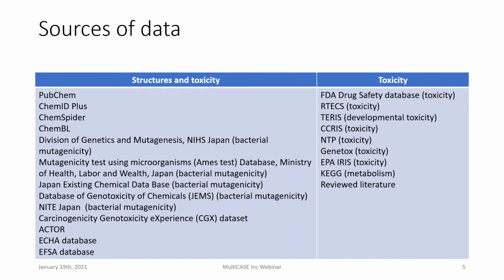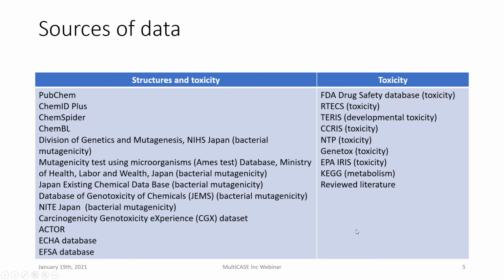A very important source for bacterial mutagenicity data was the Division of Genetics and Mutagenesis from NIH Japan. That was a source of compounds within the QSAR project for which we actually have a publication. And a lot of databases from Japan. Also, the ECA database recently opened up through the eChem portal, which allows us to download and use a lot of data, a very important source. The EFSA database is a little bit smaller. And for pure toxicity, we used the FDA drug safety database, RTX, and pretty much everything that is listed here. Unfortunately, some of them are already discontinued, which is a minus.